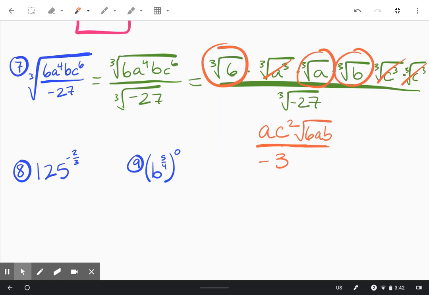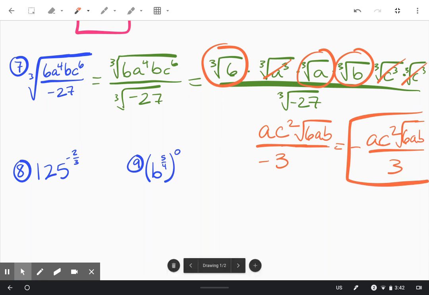And actually, that is an acceptable answer, but we actually want to bring this negative out front and make it negative a c squared 6ab all over 3, and that would be the best final answer there.